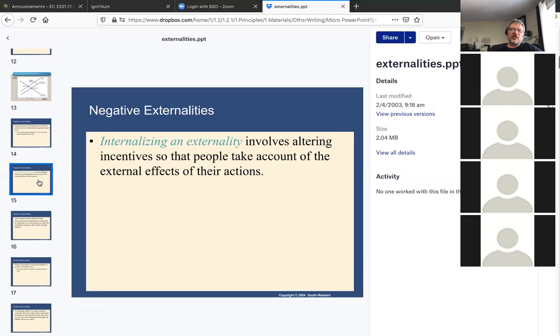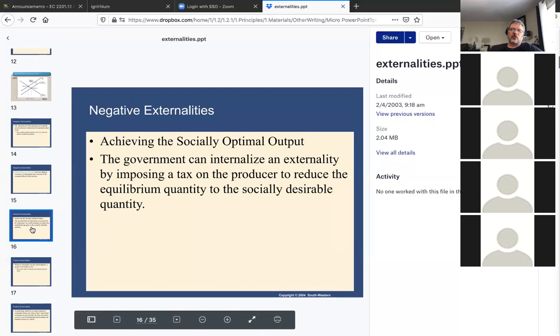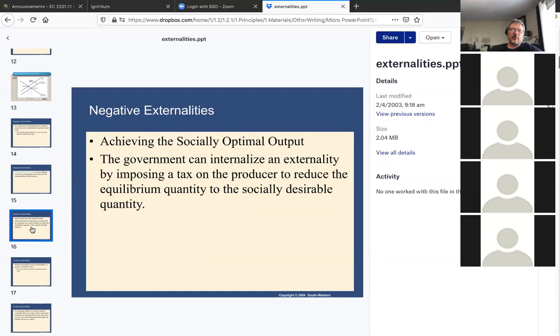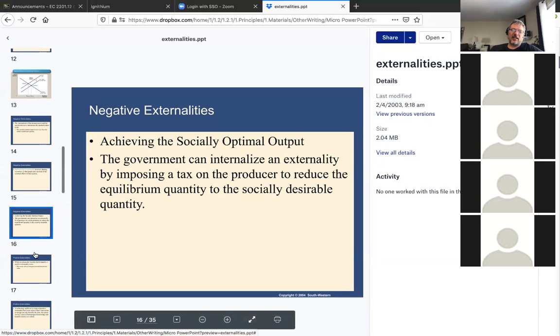So the solution to these externality problems is what we call internalizing the externality, and that involves altering incentives so that people take into account those external effects on the actions of others. So you can achieve this socially optimal output by imposing a tax, for example, and that's the main thing that economists suggest.